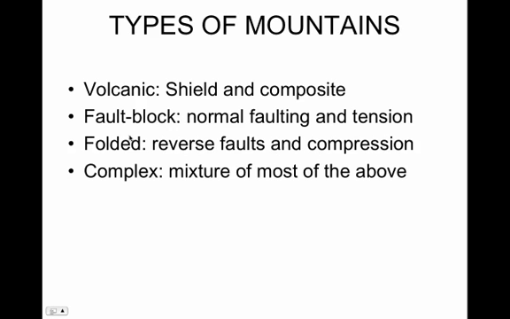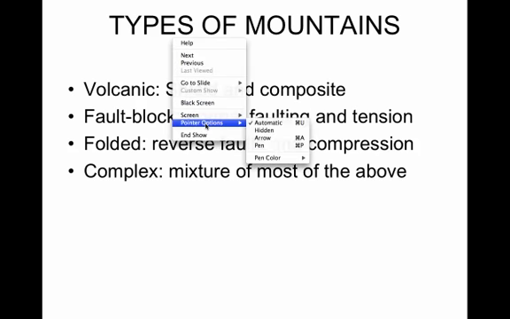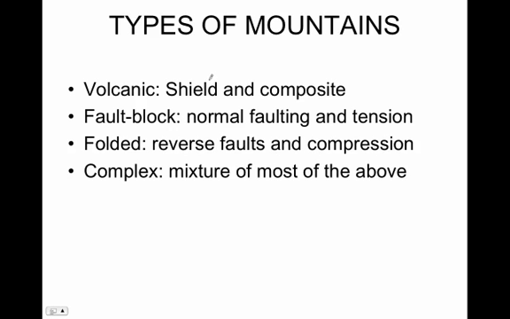There are 4 types of mountains that we need to know. The first, of course, we've dealt with or will already, and that's a volcano. So a volcano is a type of mountain, and we have, as you know, 3 types of volcanoes: shield, composite, and of course a cinder cone. So a volcano in essence is or can be a mountain. Next, we have something called fault block mountains caused by normal faulting in the tension of the rock. Thirdly, we have folded mountains. And finally, we have a mixture of both, which we call a complex mountain range.